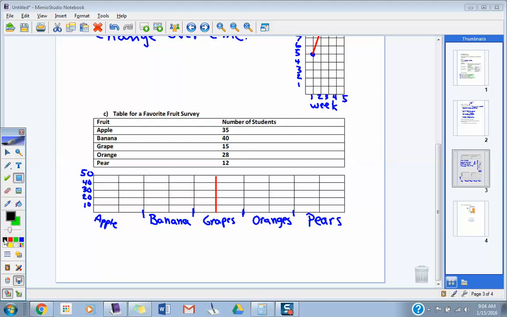Okay, so how many apples were there, kiddos? How many apples were consumed that day? 35. So I'm just going to go up to about 35. Draw my bar. Guys okay with that? Yep. Okay, next one. Bananas. 40 of them. Grapes was 15. Oranges was 28, so pretty darn close to 30 right here maybe.